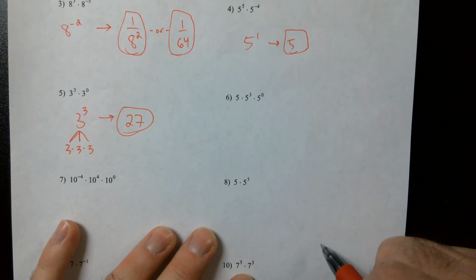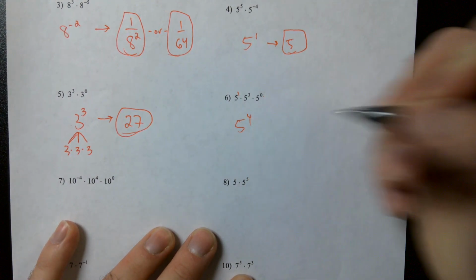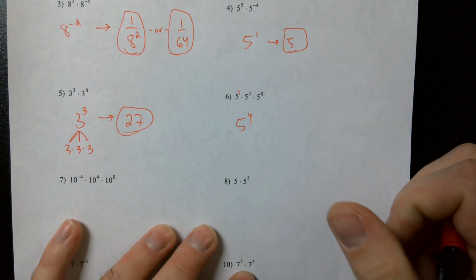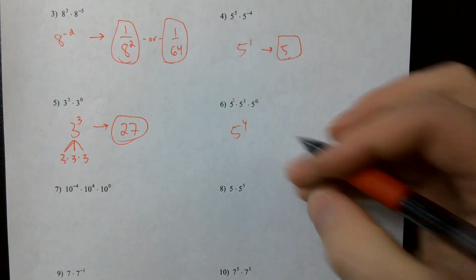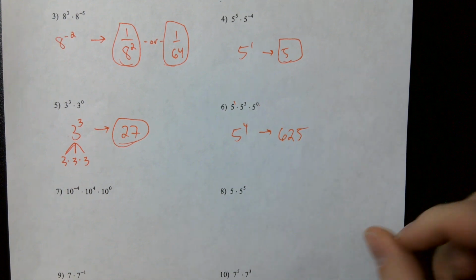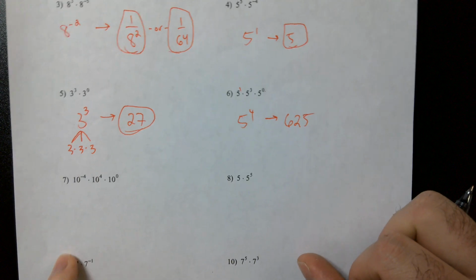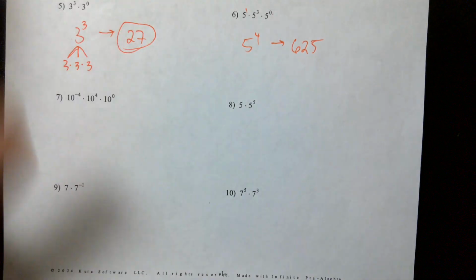And number 6, we get 5 to the 4th power. Right? 1 plus 3 plus 0 is 4. And that gives us, Jackson, what did you say? 625. Very nice. That one, you don't have to work out. That's a little more on the difficult side, but if you know it, great.